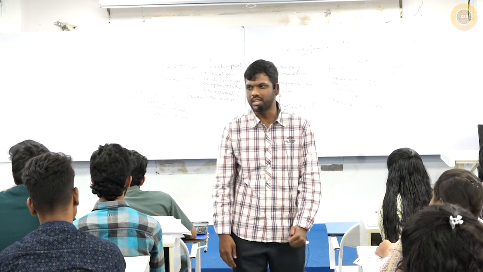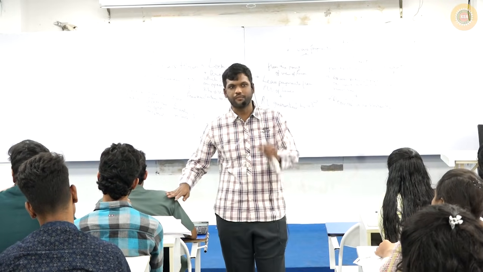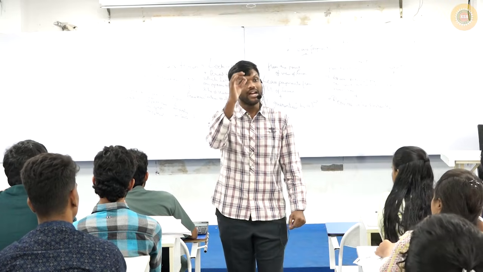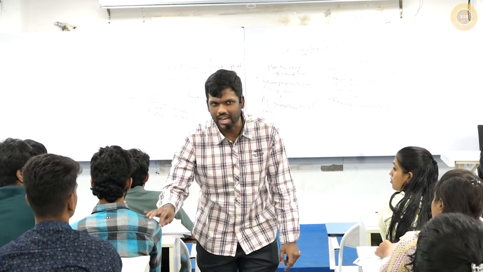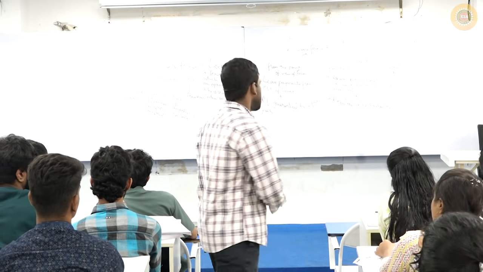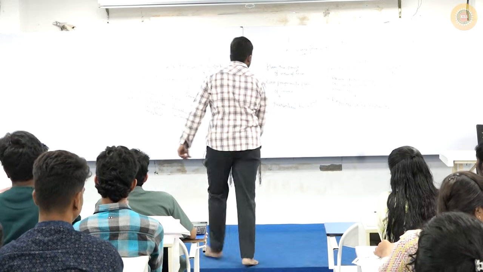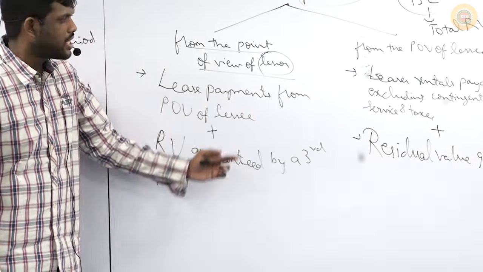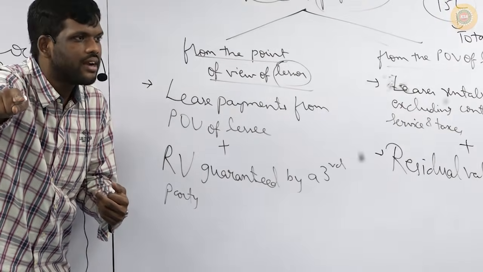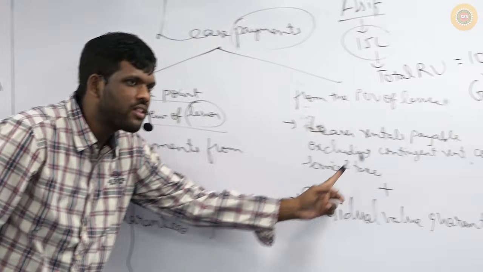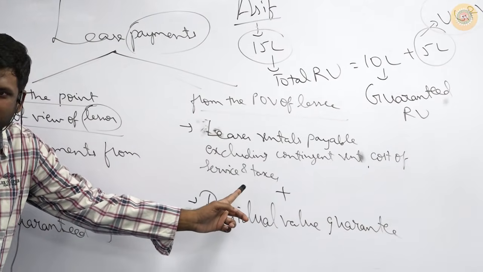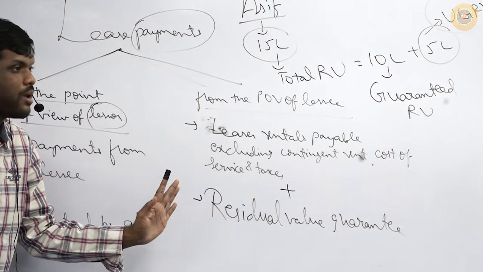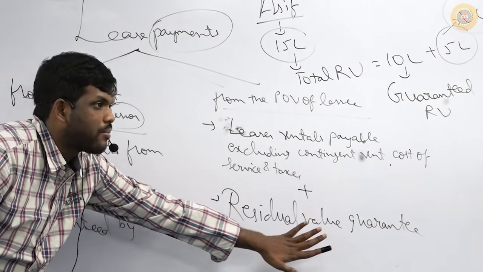So, what is the total residual value for Asif? 15 lakhs. In that, how much have I guaranteed? 10 lakhs. How much has our Shankar guaranteed? 5 lakhs. So whatever Shankar is guaranteeing, will I be bothered about it? No, I am lessee. This is a transaction between Shankar and Asif. Why should I be bothered? That is why I will not take it in mind.